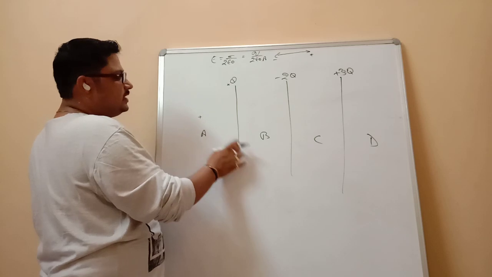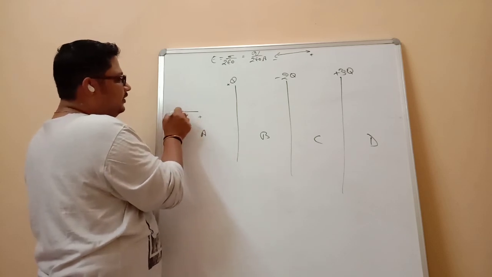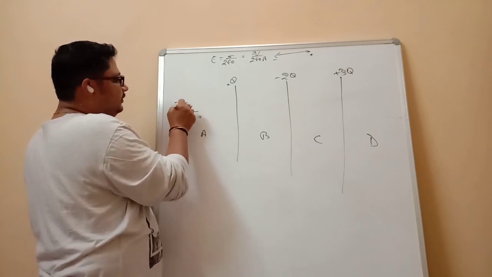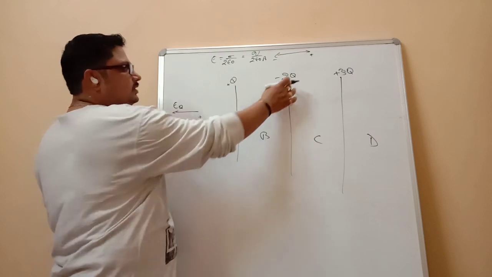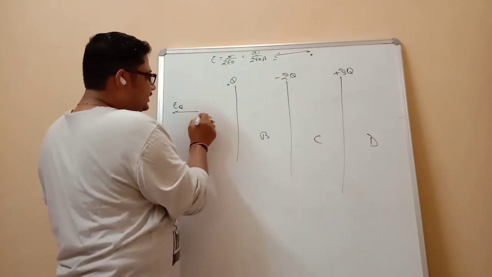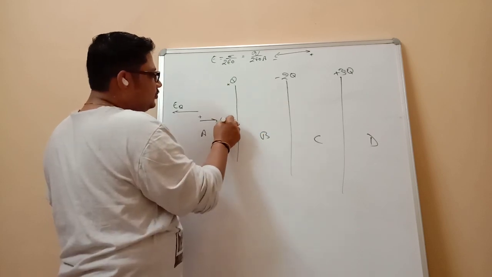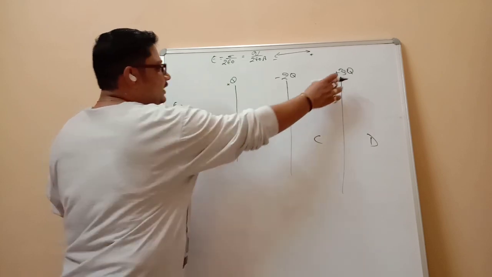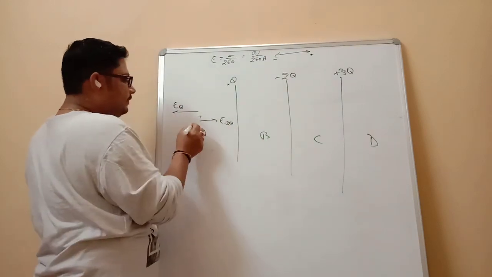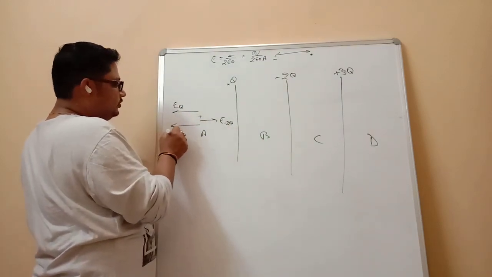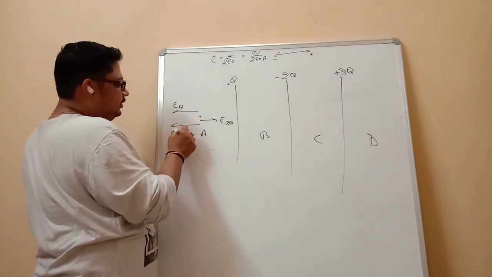Now this positive charge q will repel it, so the electric field due to the q charge will be in the leftward direction. This is the minus 2q charge, which will attract it, so the electric field due to the minus 2q charge will be in the rightward direction. Again the plus 3q charge will repel it, so it is in this direction, so it will again be E3q.